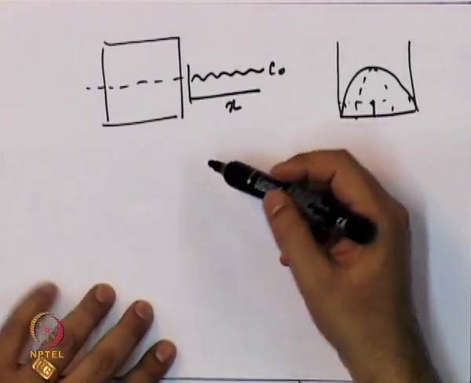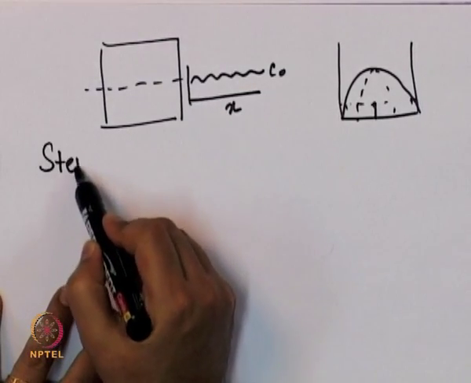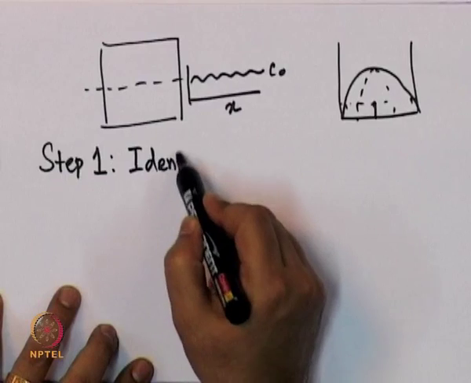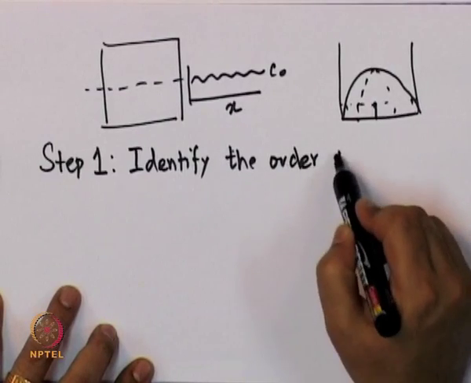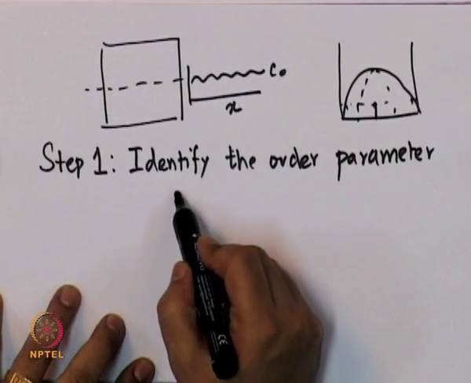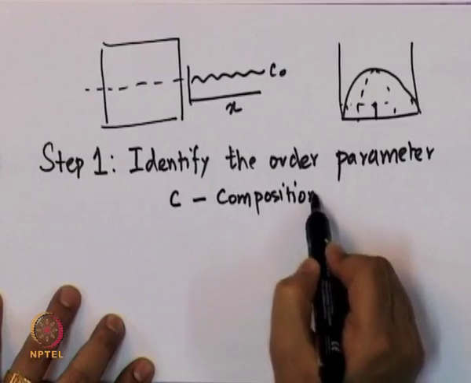So, the first decision that we want to make whenever we are writing a phase field model is to decide what is going to be the order parameter. The order parameter is the one that is describing the microstructure in the system. So, step 1 in phase field modeling is to identify the order parameter. In the first case we are identifying the order parameter to be composition. This is the case that we are considering now.